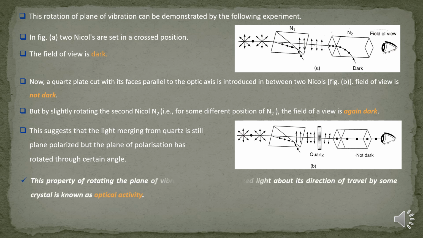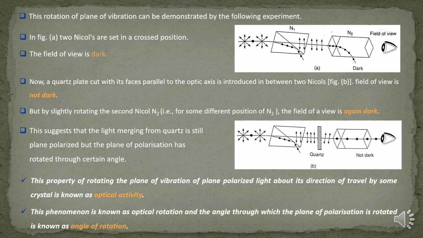a certain angle. This property of rotating the plane of vibration of plane polarized light about its direction of travel by some crystal is known as optical activity. This phenomenon is known as optical rotation, and the angle through which the plane of polarization is rotated is known as angle of rotation.